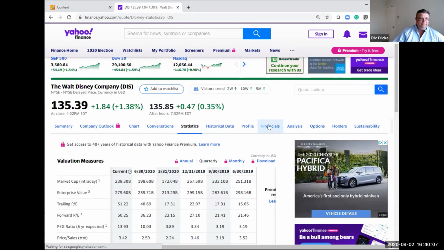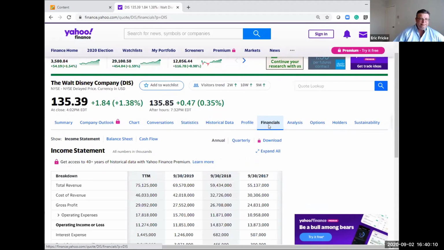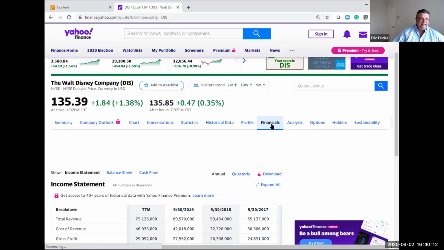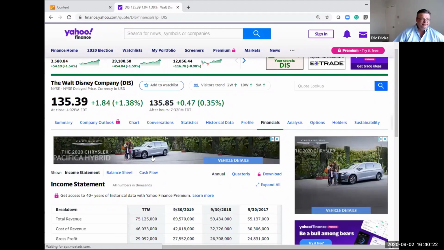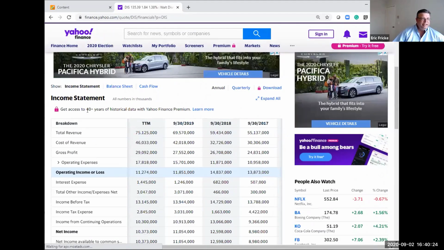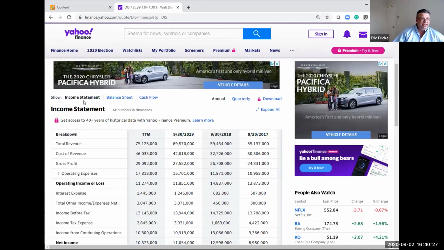If you click on financials, I've got to say this Yahoo Finance site is so busy that my computer almost starts slowing down, and I might have to look at a different site. Here you can choose the income statement, the balance sheet, or the cash flow statement. And then you can use annual or quarterly. We're going to use annual.